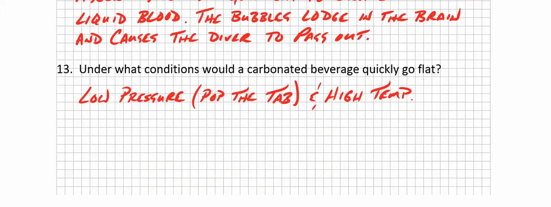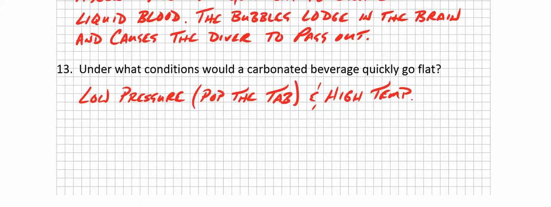Under what conditions would a carbonated beverage quickly go flat? What do we mean by flat? Well, what we mean is that the carbonation has escaped. Two things are going to cause that to happen. The first is low pressure. When they manufacture that carbonated beverage, the liquid inside has a lot of carbon dioxide dissolved in it because they pressurize the contents of the can. Right?